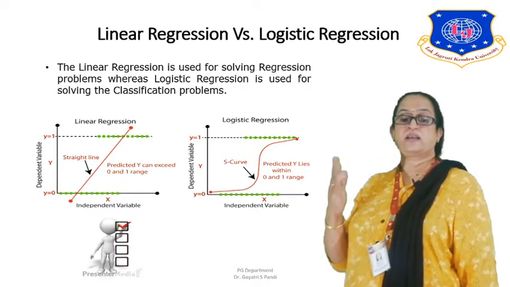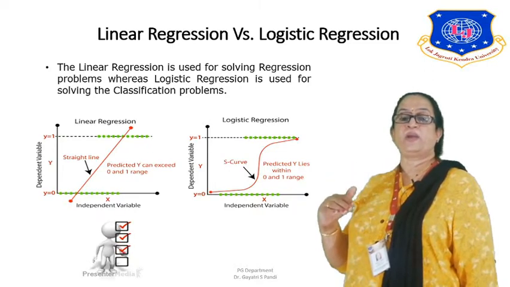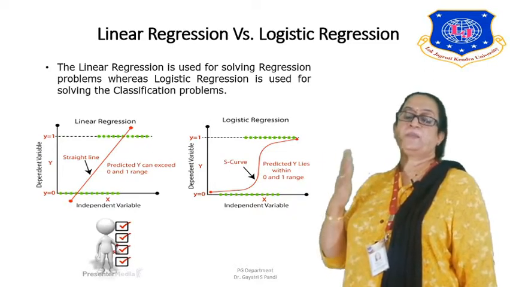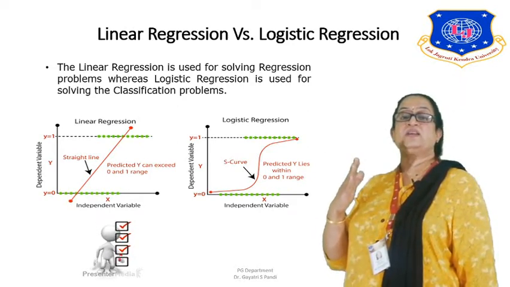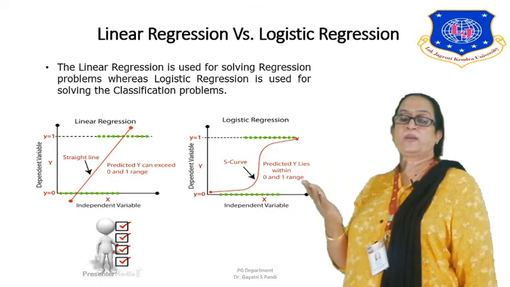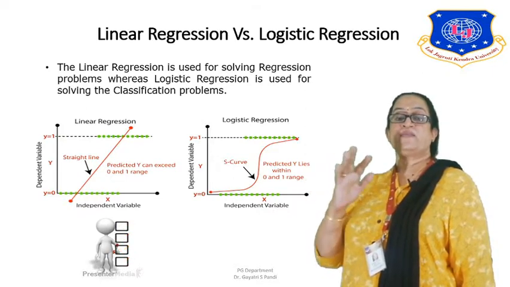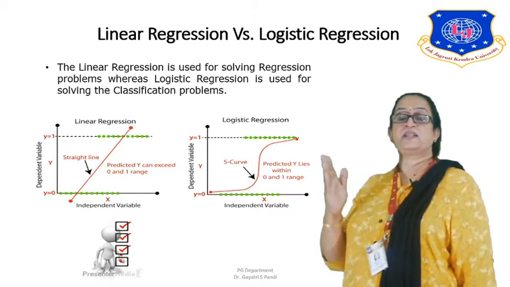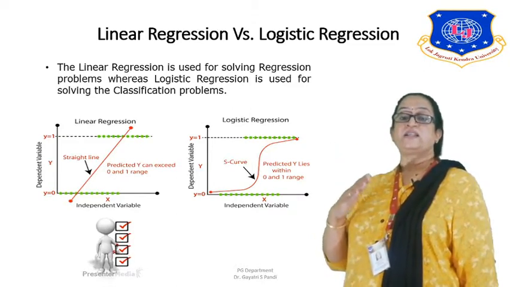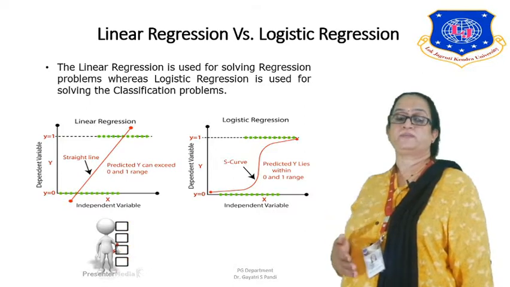Whereas in logistic regression, you have an independent variable on the x-axis and a dependent variable on the y-axis, and there is an S-curve, right? So the predicted value lies within the range of 0 and 1. So this is one of the major differences between linear regression and logistic regression. Because of this S, it is called a sigmoid function.